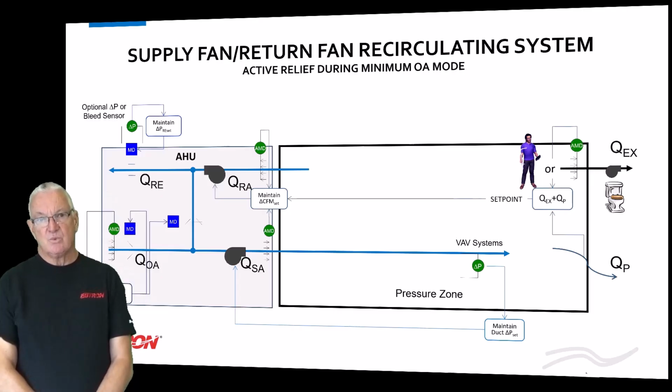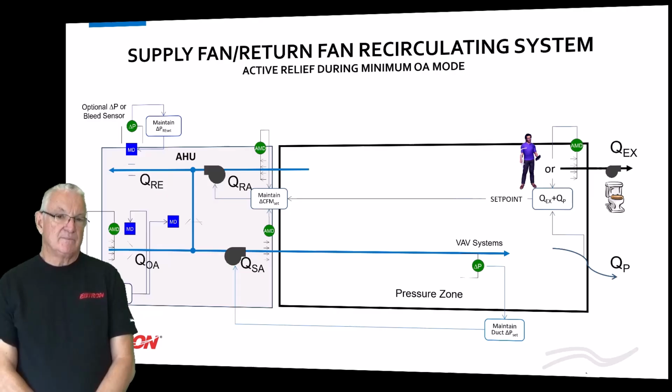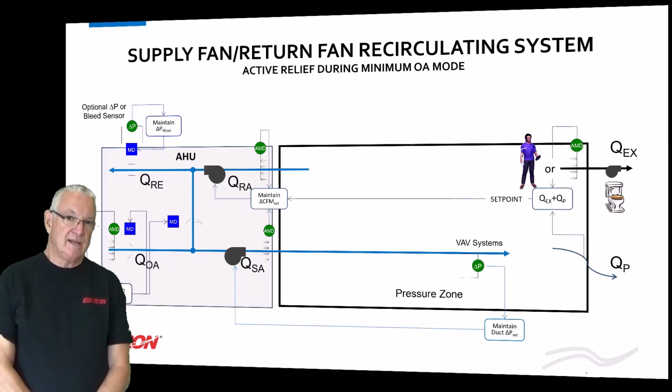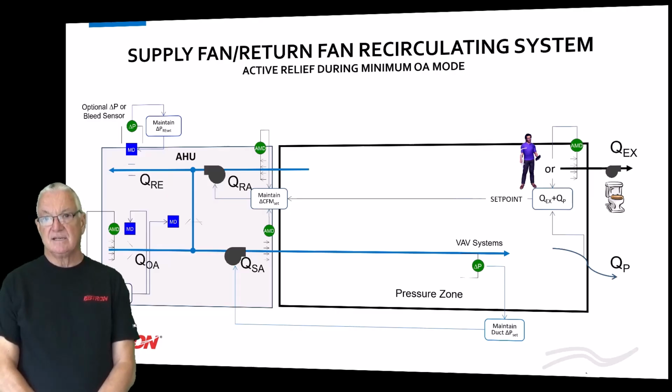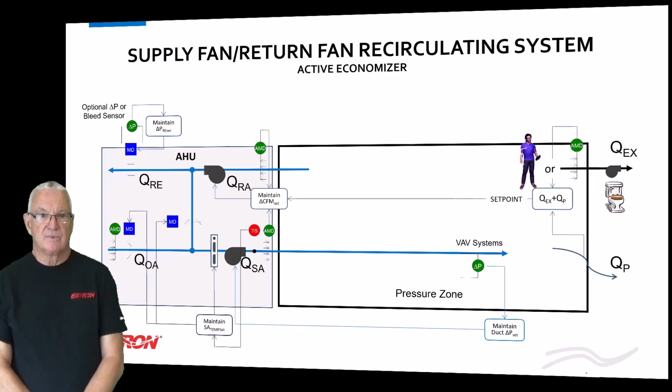Basically what we're doing is we're modulating those outside air and recirculation air dampers, preferably in sequence if we can, to maintain the outside air set point, and then we're controlling this return fan to maintain a constant differential, which is used to maintain the pressurization flow, okay?